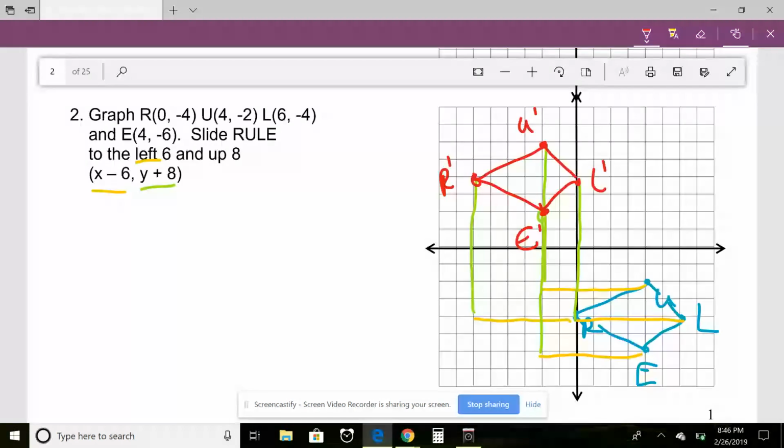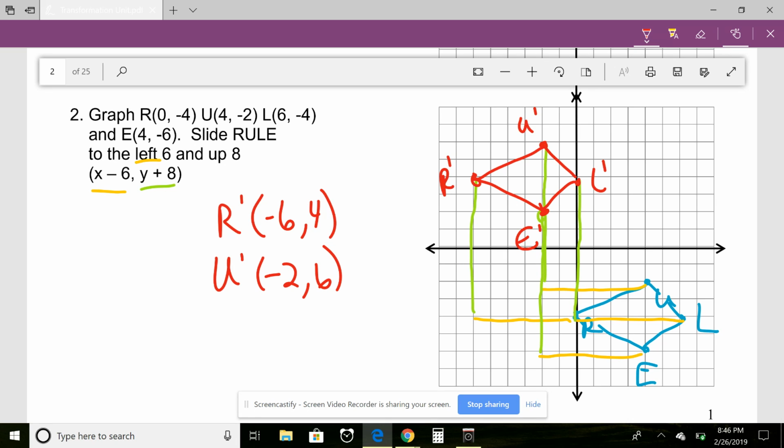So my R prime is going to be, it looks like -6, 4. My U prime is going to be -2, 6. My L prime is going to be 0, 4. And my E prime is going to be -2, 2.